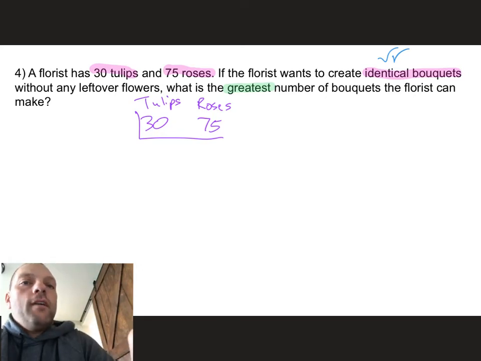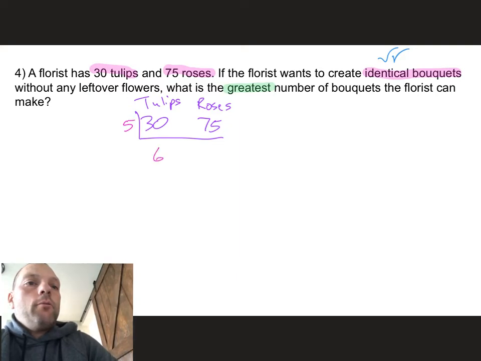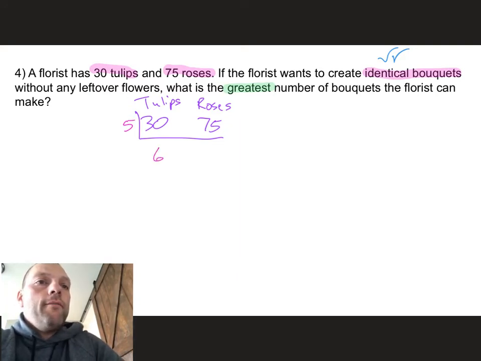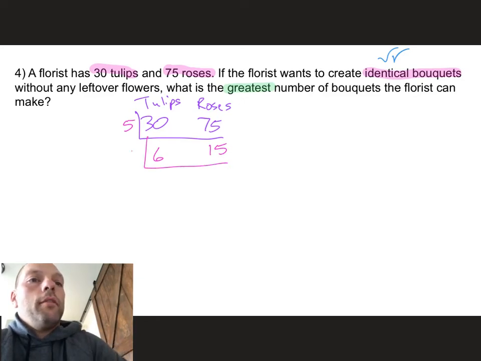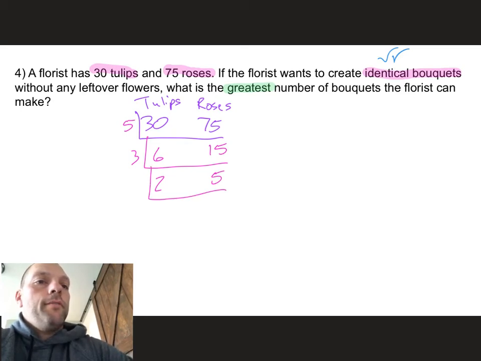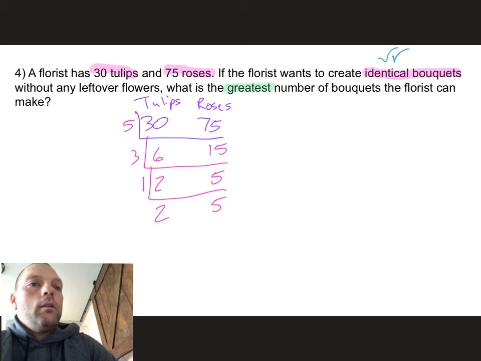So it looks like 5 goes into both of these. 30 divided by 5 would be 6. 75 divided by 5 would be 15. And 6 and 15, they both have 3 in them. So 6 divided by 3 is 2. 15 divided by 3 is 5. 2 and 5, it does not look like anything goes into them other than 1, and so when I hit 1, I'm done.